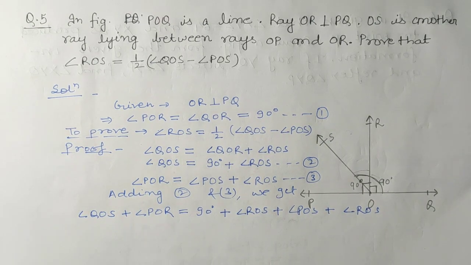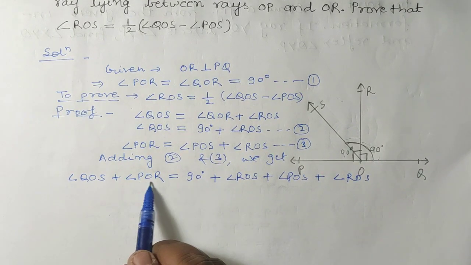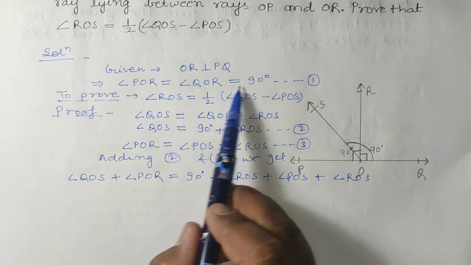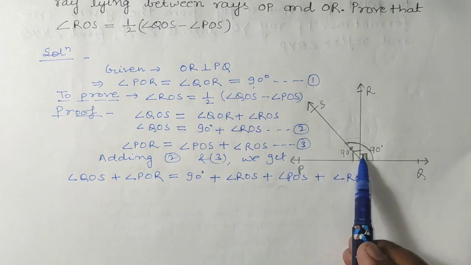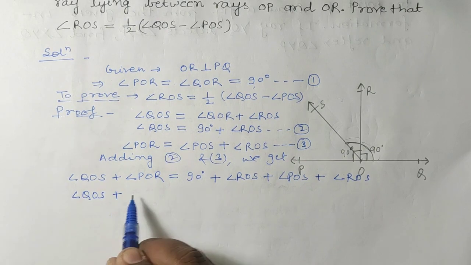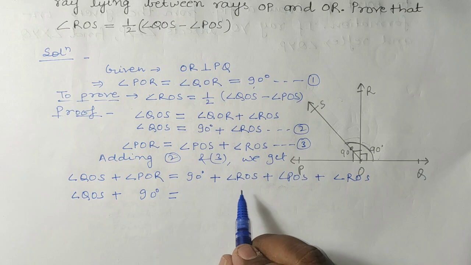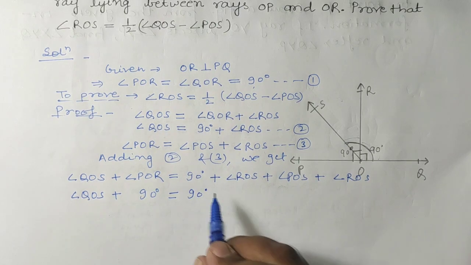Okay, see, in the left hand side, in the place of angle POR we can write 90 degree, because angle POR is 90 degree. So angle QOS plus 90 degree is equal to, here also it is 90 degree.